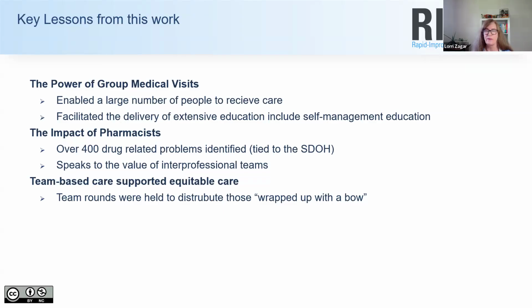The impact of the pharmacist, Peter, he knew his community. He knew that building pharmacy into the interprofessional care team was important. I don't think anybody knew how important. It's over 400 drug-related problems were identified, often tied to the social determinants of health and income. And then the team-based care really supported equitable care. The team rounds that were part of the process map really enabled a distribution of the clients both equitably to the center and making sure that they were receiving that care. Next slide, please.